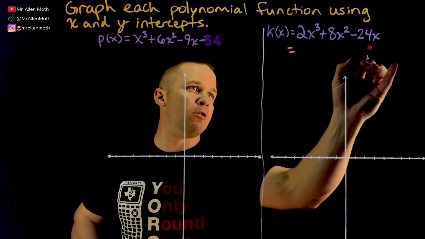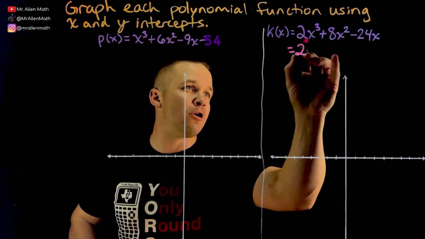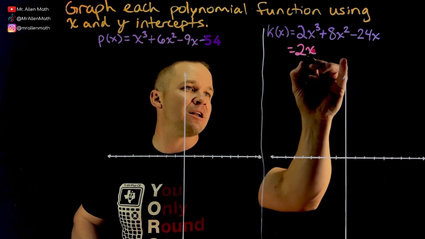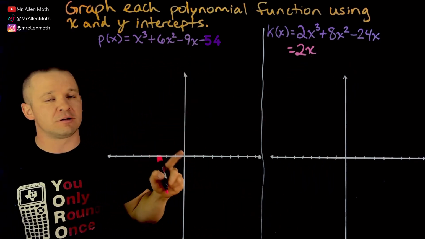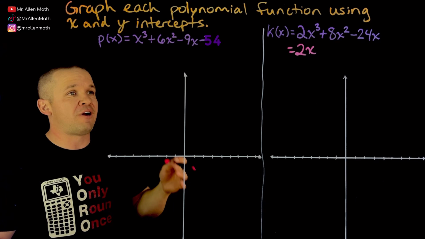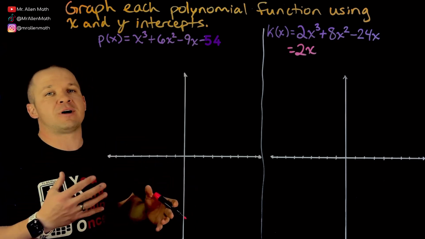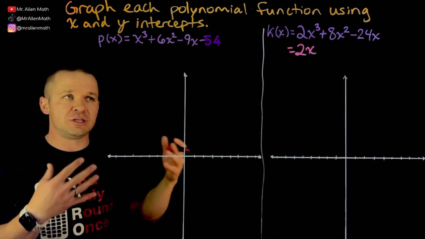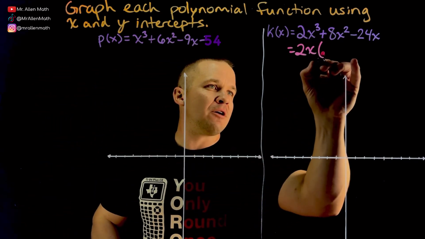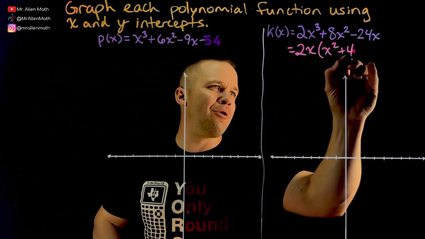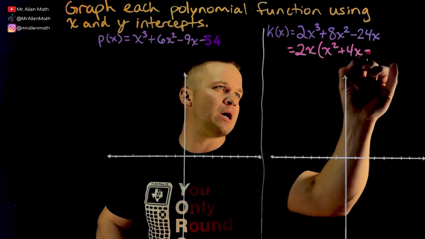What do I notice about all of these here? I can take out a 2. They're all divisible by 2. And I can take out an x. Always be on the lookout for a GCF when you're factoring. You can do that first in so many different factoring problems to simplify your life. So always look out for GCF, okay? So I'm left with x squared plus 4x and then minus 12.